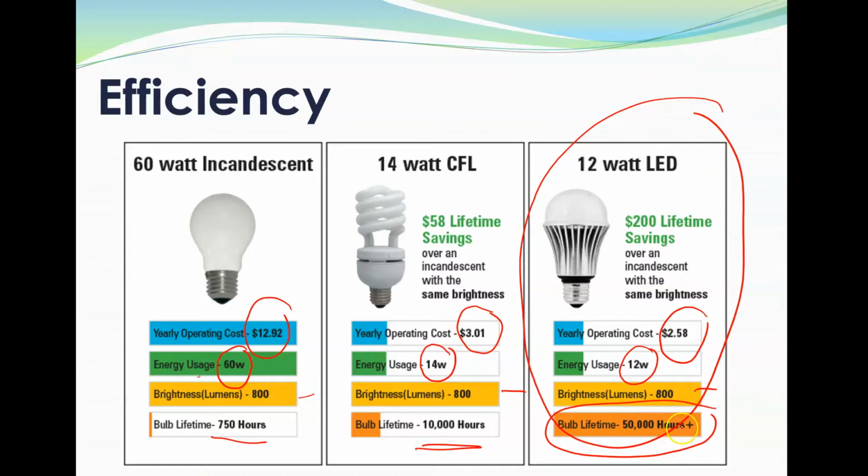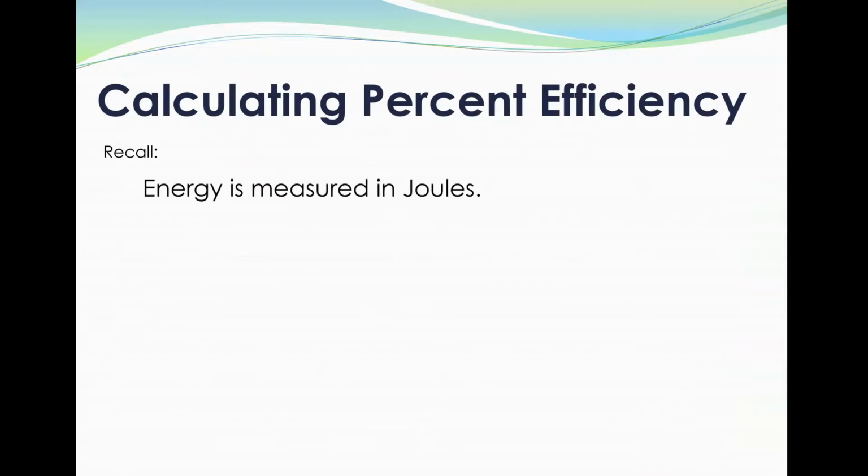It lasts the longest. It uses the least amount of energy, 12 watts compared to 60 and 14, and it's just as bright. Okay, and even there's like $200 of lifetime savings over an incandescent bulb with the same brightness. So this is just showing you the difference in terms of electrical energy efficiency, comparing those three different types of light bulbs.